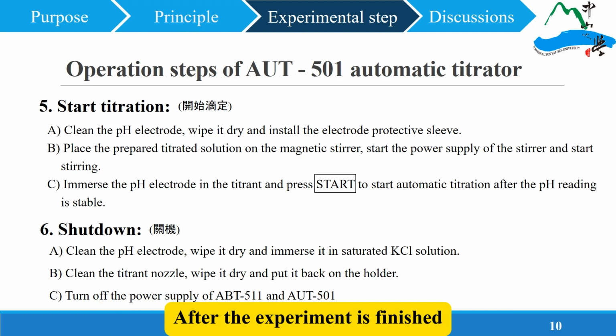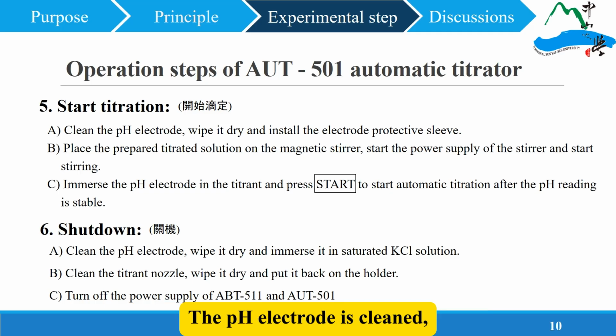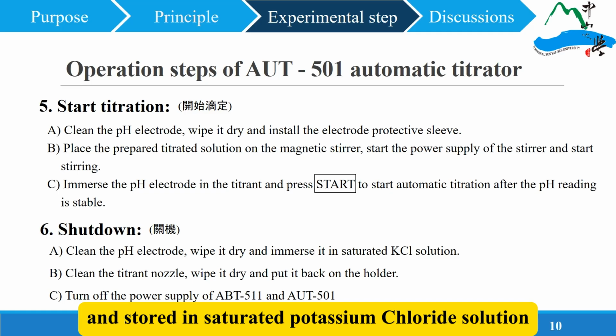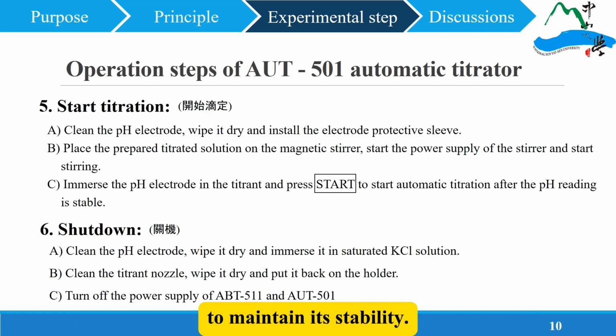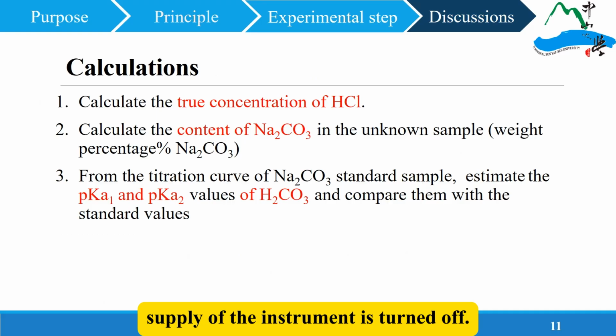After the experiment is finished, the system must be properly shut down. The pH electrode is cleaned, dried, and stored in saturated potassium chloride solution to maintain its stability. The titrant nozzle is also cleaned and placed back on its holder. And finally, the power supply of the instrument is turned off.